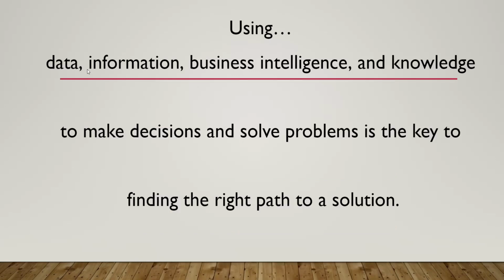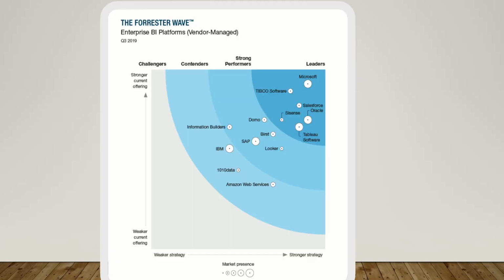All right, so using data, information, and so on to make decisions to solve problems is the key to finding the right path to a solution, right? So you're having problems with logistics, or you're having problems with customer service, or actually one product that keeps getting returned, stuff like that. So the more information you have, the better you can solve the problem.